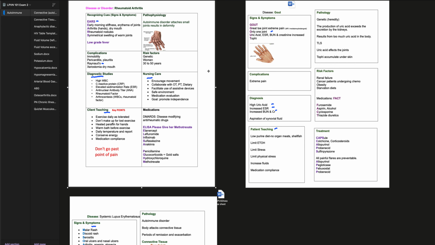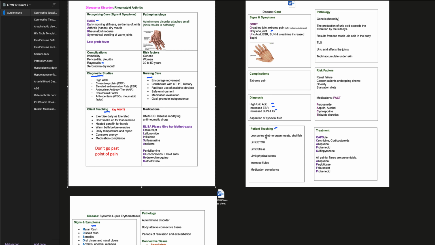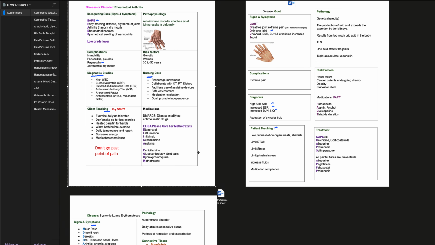With gout, it's only one big joint, high uric acid, high ESR, high BUN, and creatinine, okay? Patient teaching, this is important. So low purine diet, no organ meats or shellfish, okay? That's important. They need to adhere to their medication plan.